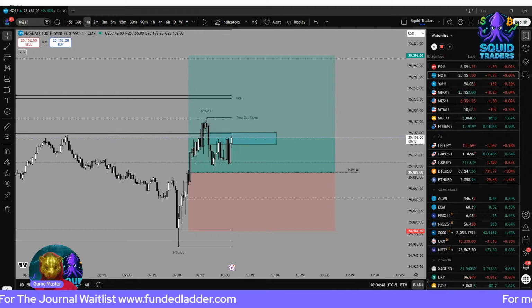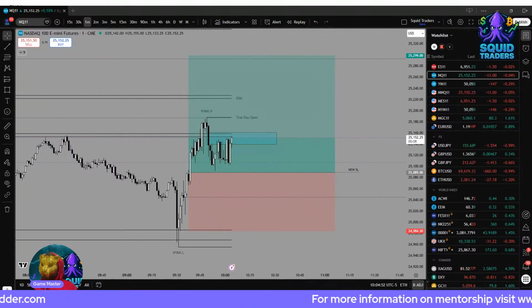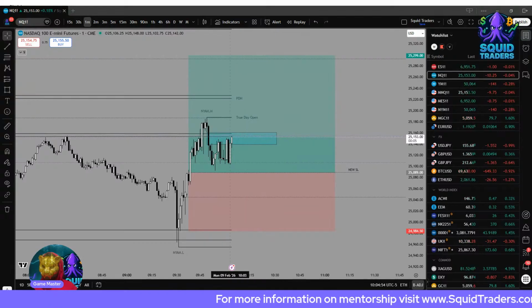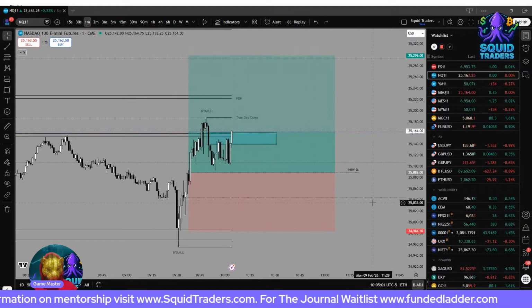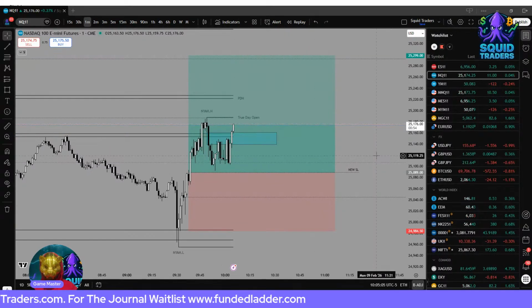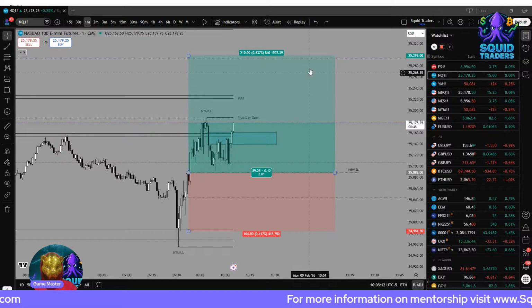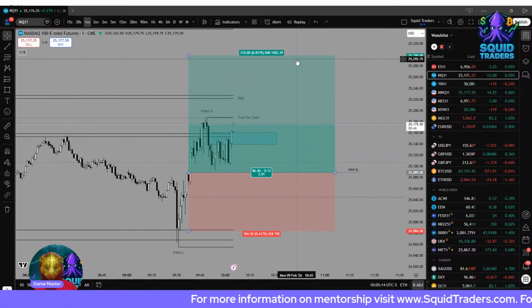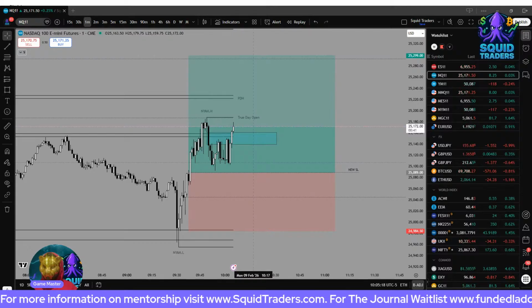Alrighty. Good sweep and let's see. Good push. Liking it. We have inverted that fair value gap now. Now I would expect Nas to keep pushing. First aim would be push above true day open. Second aim would be previous day high and then onwards. Onwards and upwards.